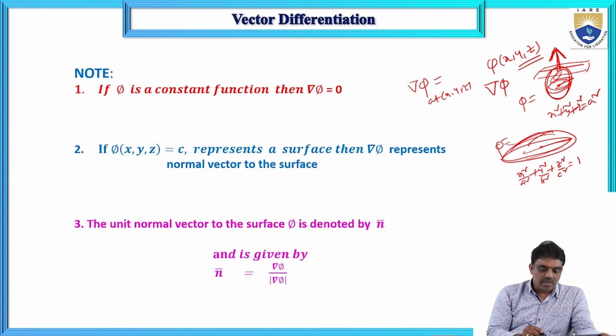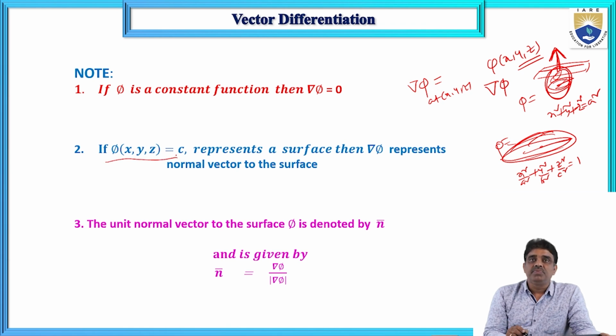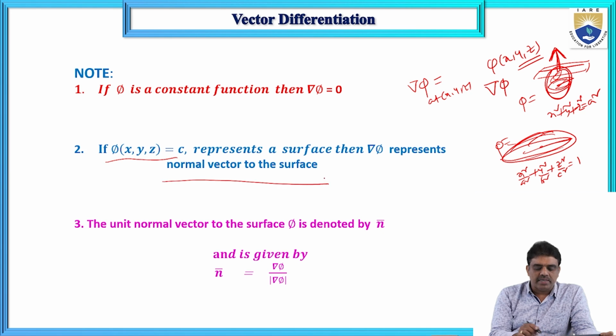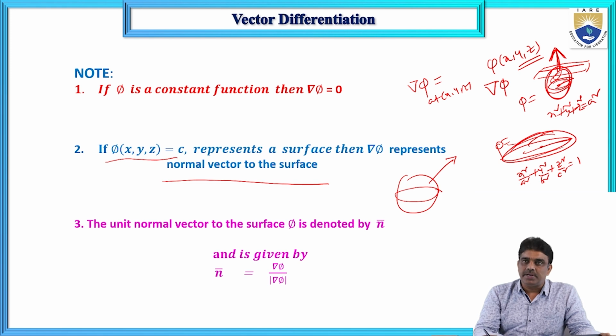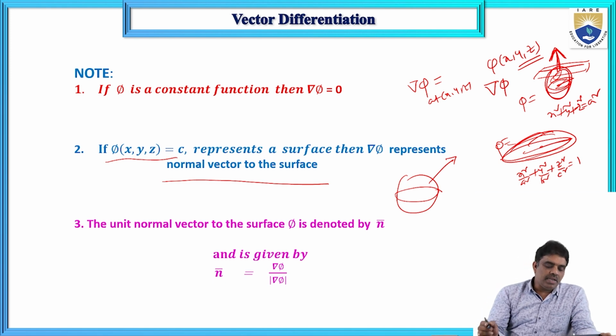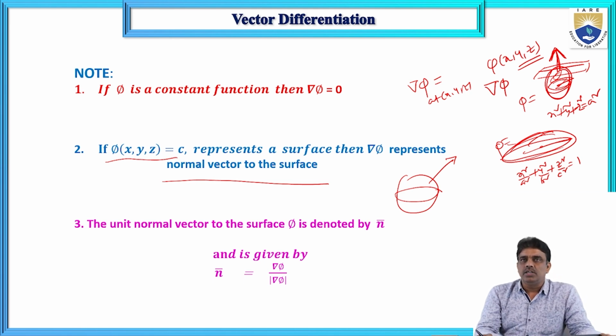So you can see here, if phi of xyz is equal to c represents a surface, then grad phi represents the normal vector to the surface. If it is a surface, then the normal vector at that point is defined by the gradient of phi. That is the physical interpretation of the gradient. Similarly, if phi is a constant function, then grad phi is equal to 0. We know that if you operate d by dx on a constant, it will be 0.